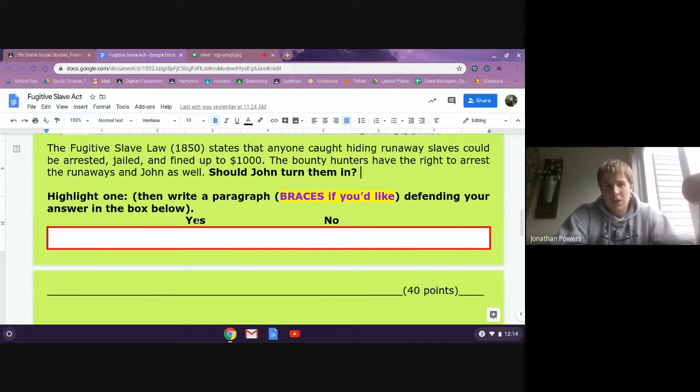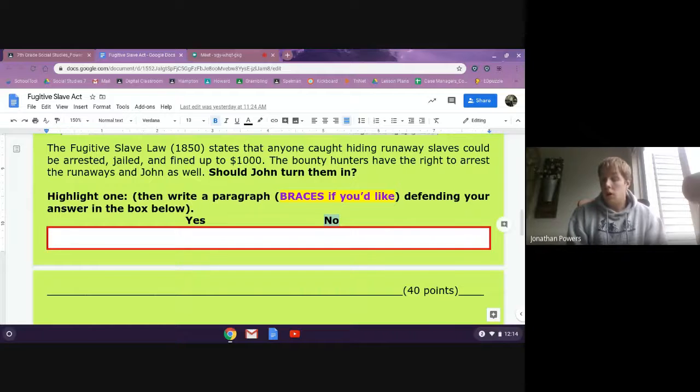If you say yes, John is immediately going to turn these runaway fugitives over to the bounty hunters, where they'll be returned to these horrible practices. John knows that if he turns them over, those runaways are going to be beaten, chained, and abused on their way back. If he does not turn them in, then John knows that he's doing the right moral, ethical thing, but he also risks those bounty hunters running into him and getting him caught for housing and hiding them.